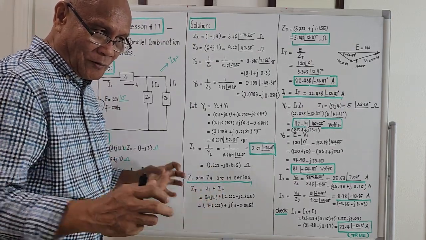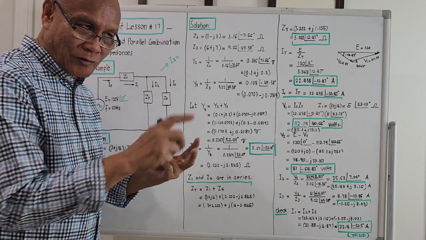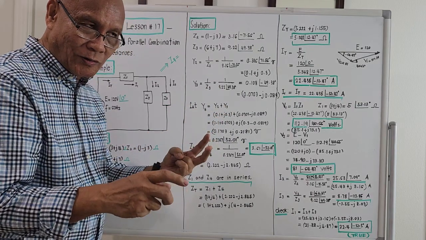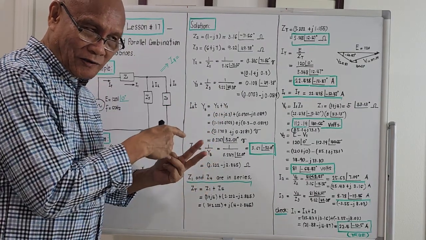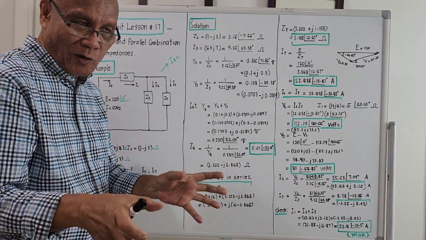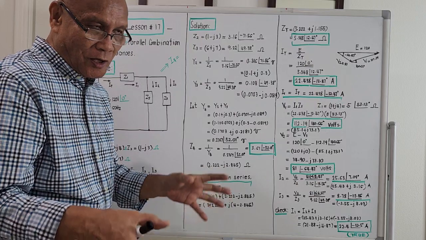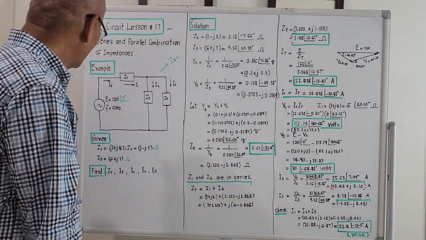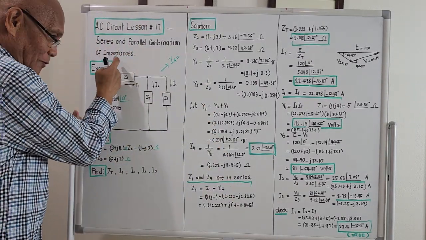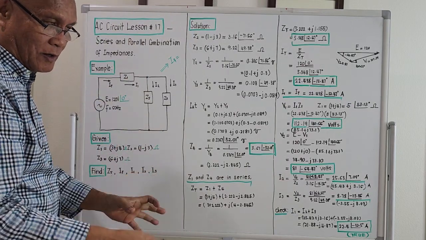If they are connected in parallel and there are only two, you could take Z1 times Z2 over Z1 plus Z2. If there are three impedances in parallel, use the admittance method. It will be the simplest solution for taking the equivalent. Okay, let's proceed. I will give you an example problem just to illustrate how to solve a series-parallel combination.